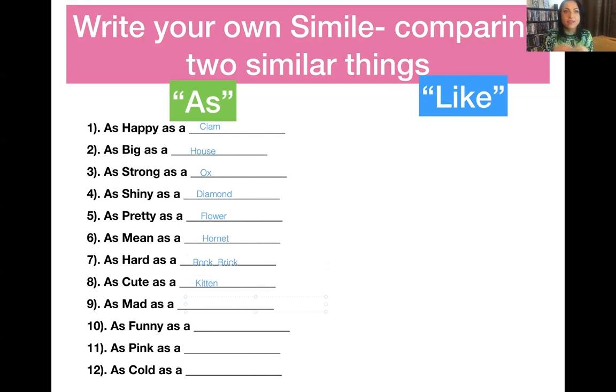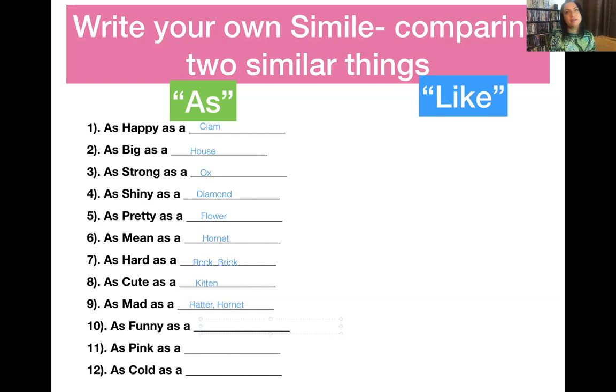Ooh, I like this one. This is my nickname. As mad as a hatter. Do you know that one? It's from Alice in Wonderland. I guess you could also say as mad as a hornet. They seem pretty mad sometimes.